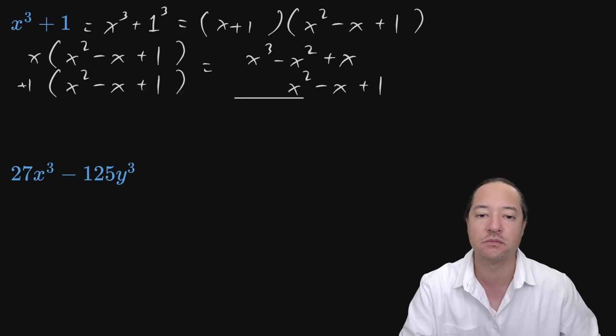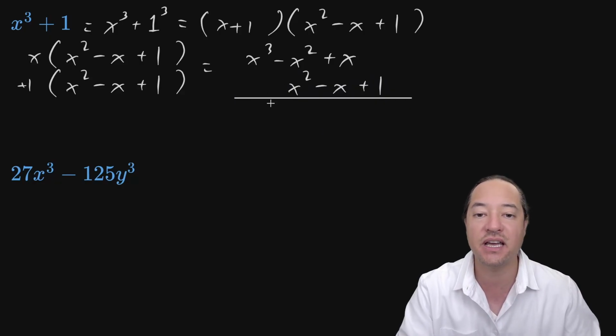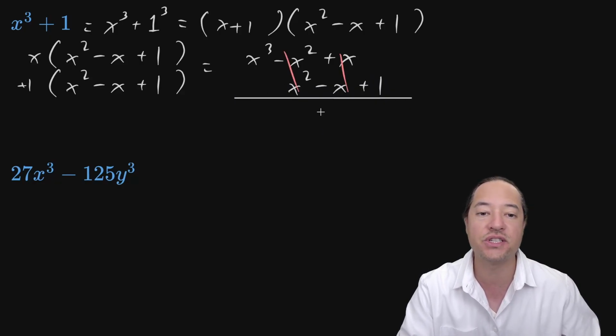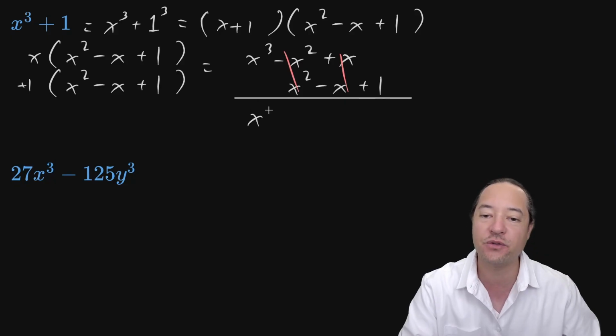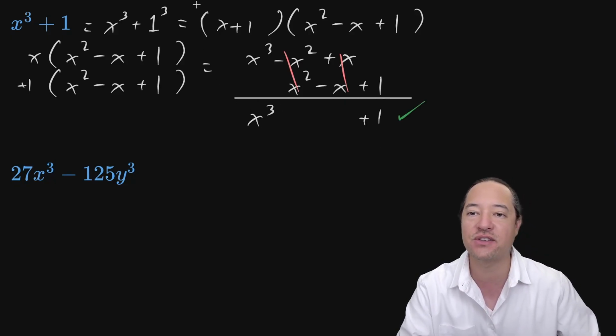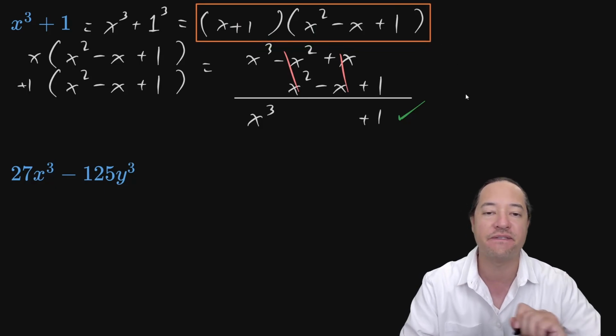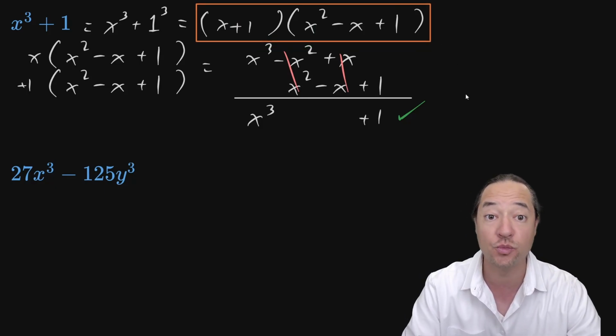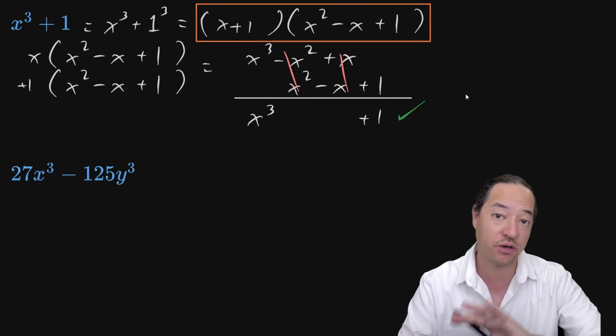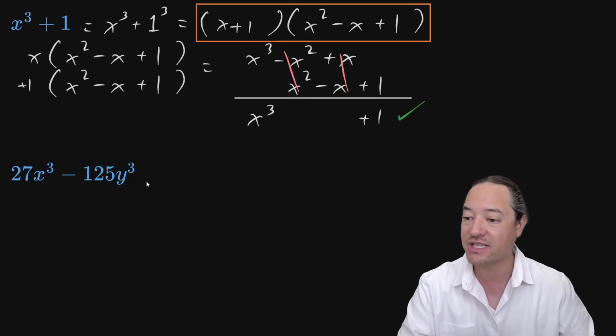Like that. And I think we can add these together. Notice these are going to cancel out. And so we will be left with an x cubed plus a 1, exactly as we expected. So yes, this is going to be the factored form of our x cubed plus 1. Let's do the last one. Okay, this is going to be the last one for today's lesson.